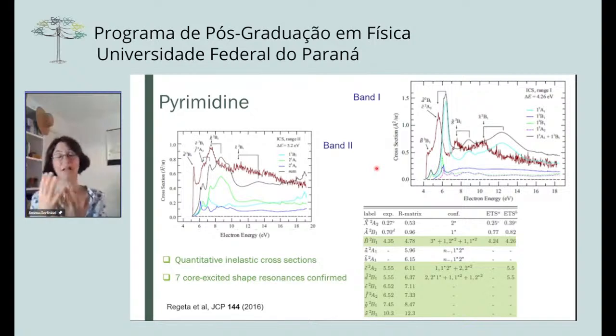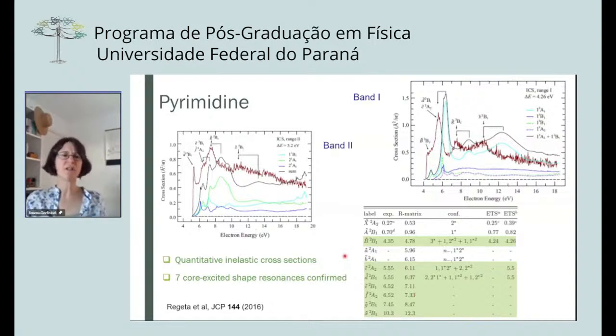The problem here is that the position of these resonances, the energy at which these resonances appear, is very dependent on the description of the polarization of the molecule. The description of how the charged electron distorts the electronic cloud around the molecule. And for these molecules that are very polarizable, we have problems in the method to describe polarization well. So when we don't describe enough polarization, the resonances appear somewhat higher in energy. But the experiments confirm the presence of 7 of the core excited resonances that we had seen.